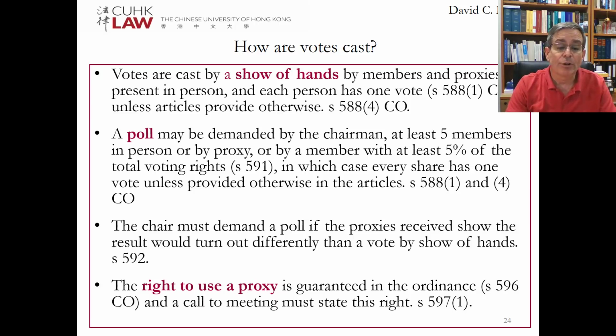And the right to use a proxy is a very important right because that allows members who have to work, for example, or will not be in Hong Kong when the meeting is held, to exercise their rights in the shares. This is very important for investor protection.